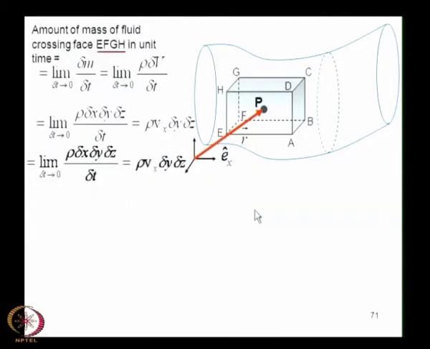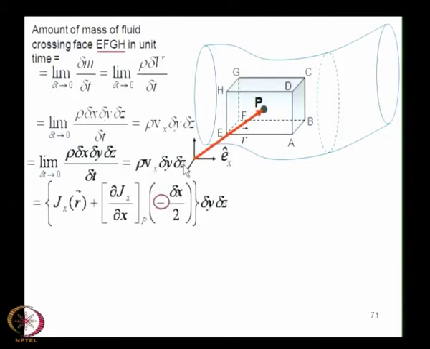Now, so far so good, we have got this rho times v x delta y delta z, and this is the value on the face E F G H. Will it be different from what the value is at P? Certainly yes, and the difference can be obtained by using a simple derivative. It will be different from the value at the point P by an amount which is given by the rate of change of j x with x multiplied by the displacement from this point, which is half of delta x.